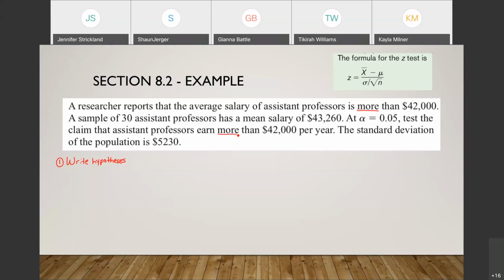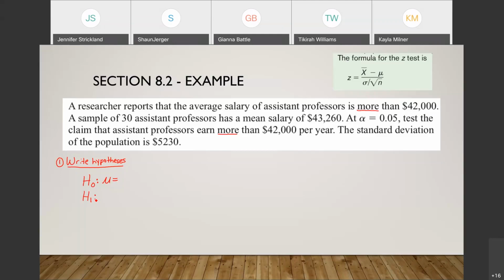Okay, so remember that when you're writing your hypotheses, the null hypothesis always has an equal sign in it. So that is sort of fixed from one problem to the next. The null will always have the equal to. The H1 should show the keyword that you noted as you read through the problem.